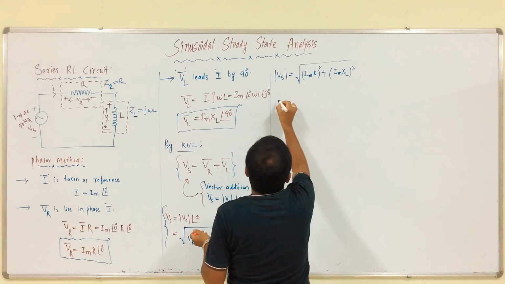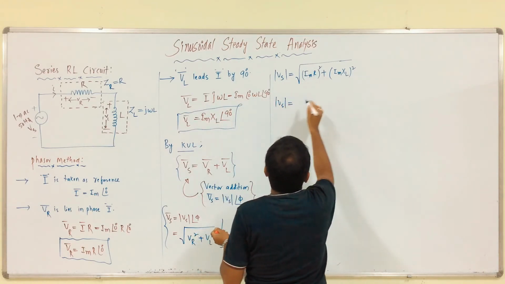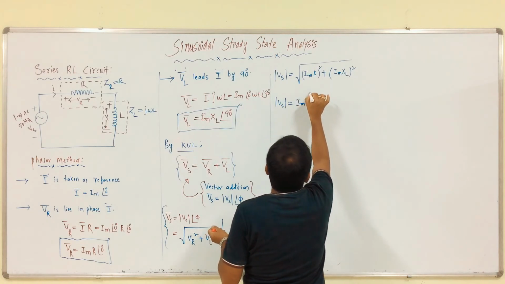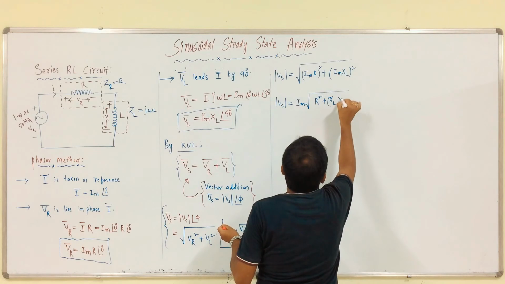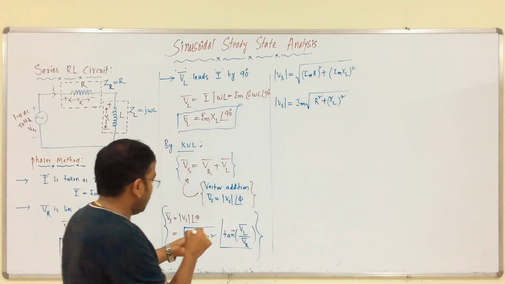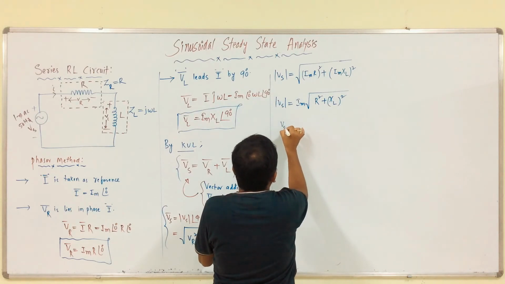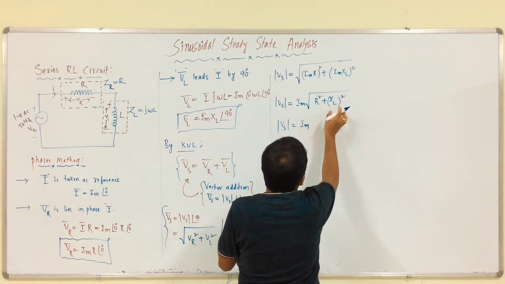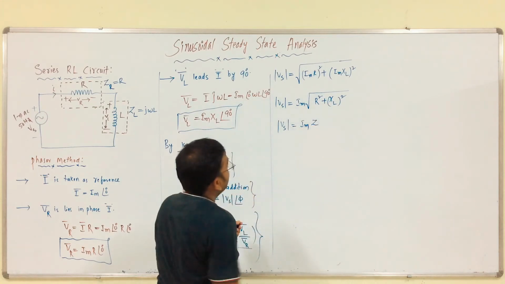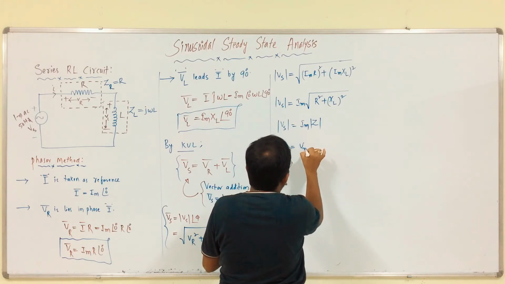So, from this, the magnitude of Vs is nothing but Im square, Im square. So, Im is common. We got R square plus XL whole square. This is the magnitude of voltage, which is nothing but what? Vs is equal to Im into the magnitude of Z, right? Im into Z, which is nothing but Vs equals Vm.